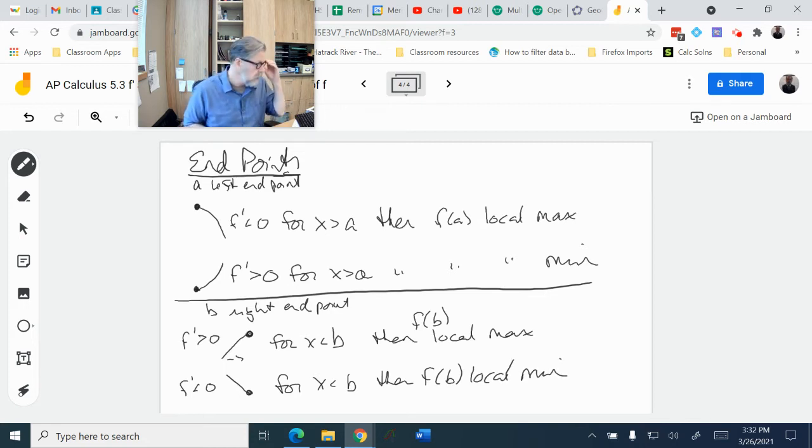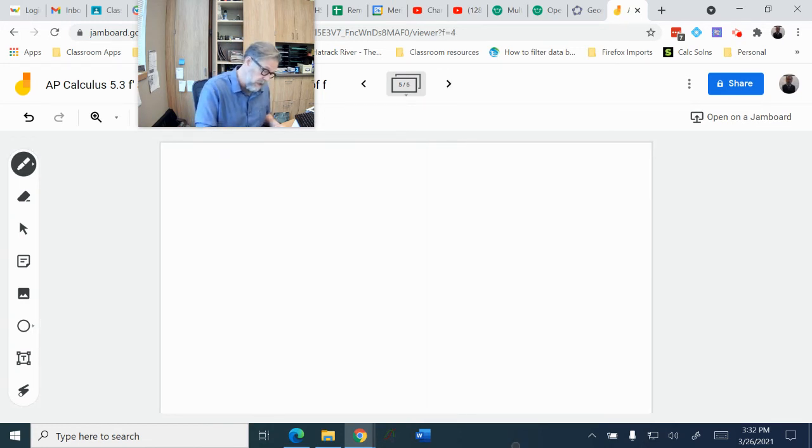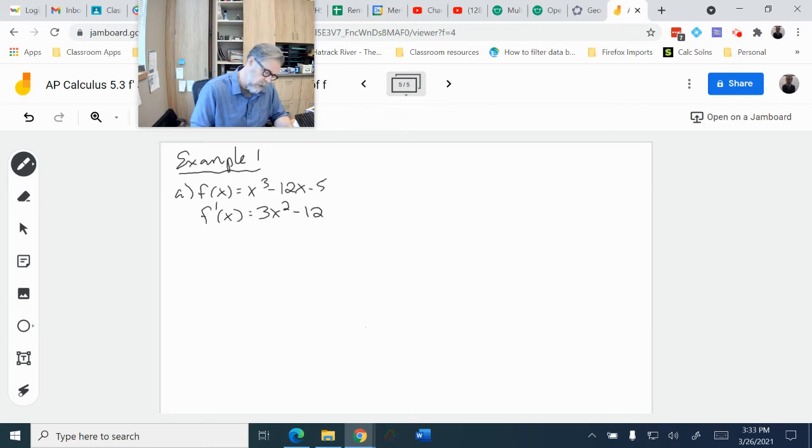All right. So let's take a quick look at an example. This will be example 1. And we've got a function, f of x equals x cubed minus 12x minus 5. The first derivative, f prime of x, equals 3x squared minus 12.